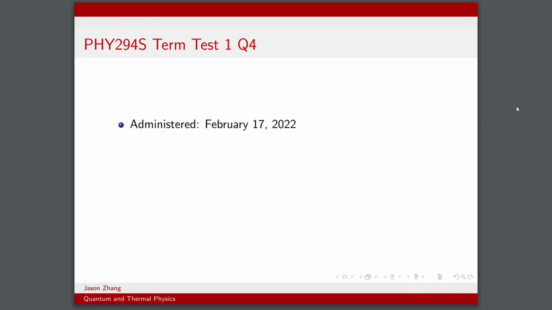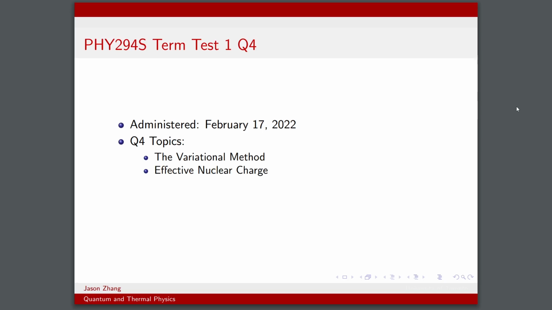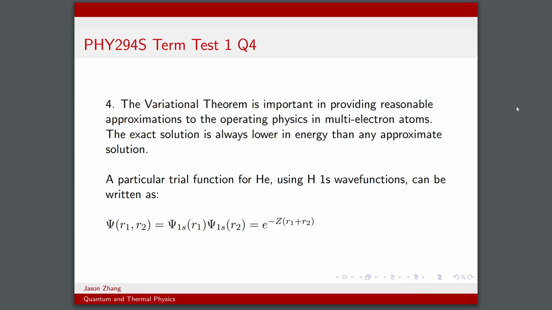So today I'll be going over an interesting question from term test 1, which was from the quantum half of this course. It was administered on February 17th, 2022, and the topics it covered included the variational method, which is a way of looking at the electron energies around in a certain atom, in a multi-electron atom. Then we look at effective nuclear charge, binding energy, and electron correlation energy. So there's a lot of context for this question, so let's just get right to it.